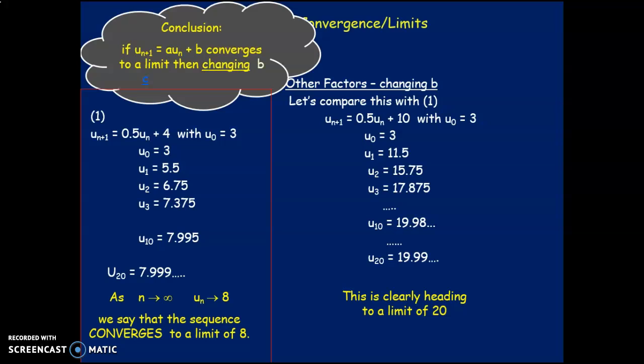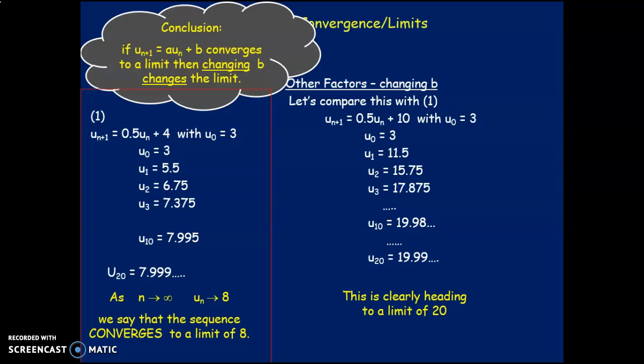Now in conclusion, what we can say is that if our recurrence relation converges to a limit, then changing the b value changes the limit. So you notice our a value is the same, but our b value has changed. They both still converge to a limit. However, we've changed the b, so the limit changes.